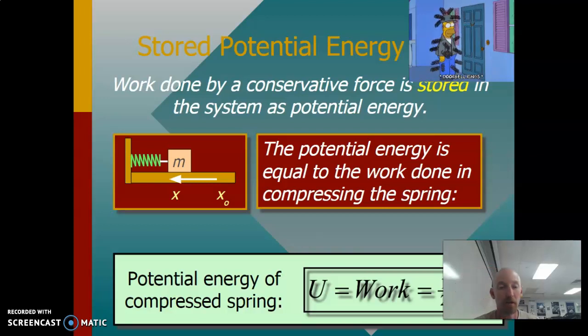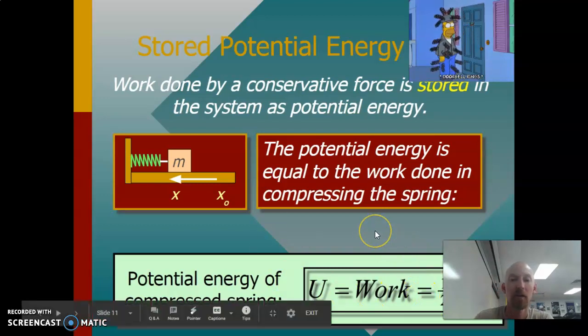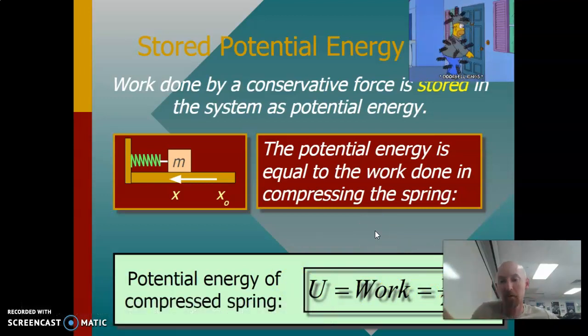We can talk about the potential energy of a compressed spring. Work equals 1/2 kx squared. I always called this EPE for elastic potential. This is something that hopefully you remember from last year. You can compress springs, and really you can stretch them out too. A lot of times in problems we were compressing springs, and so the potential energy is equal to the work done in compressing it.